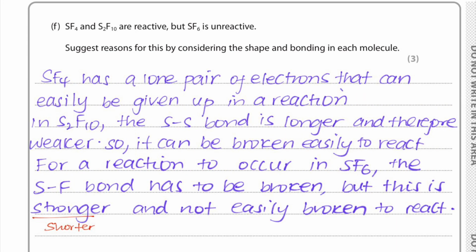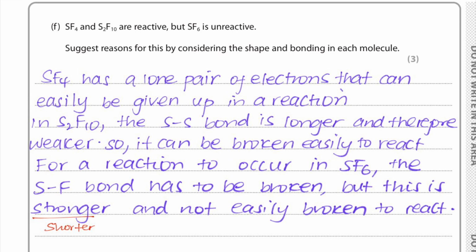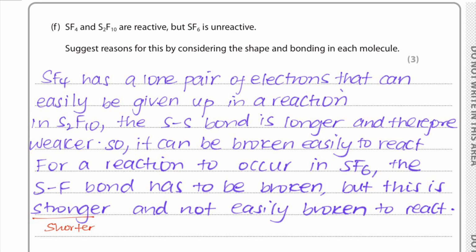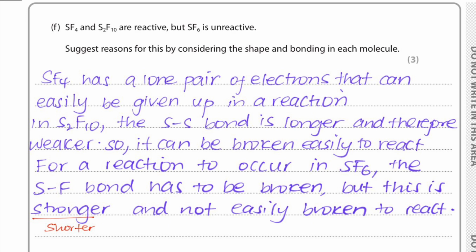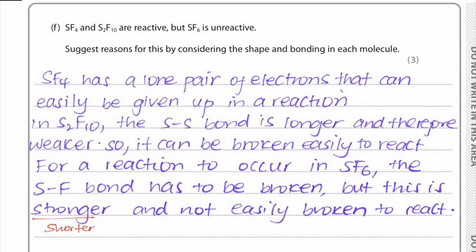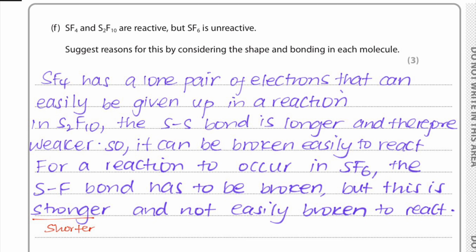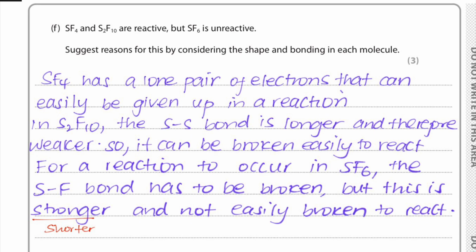Next, SF4 and S2F10 are reactive, but SF6 is unreactive. Suggest reasons for this by considering the shape and bonding in each molecule. Let's compare them. SF4 has a lone pair of electrons that can be easily donated or involved in reactions, making it reactive. S2F10 contains a sulfur-sulfur bond, which is longer and weaker than typical covalent bonds, making it easier to break and participate in reactions. SF6, on the other hand, has no lone pairs and contains strong short S-F bonds that are very stable and not easily broken. This makes it very unreactive.